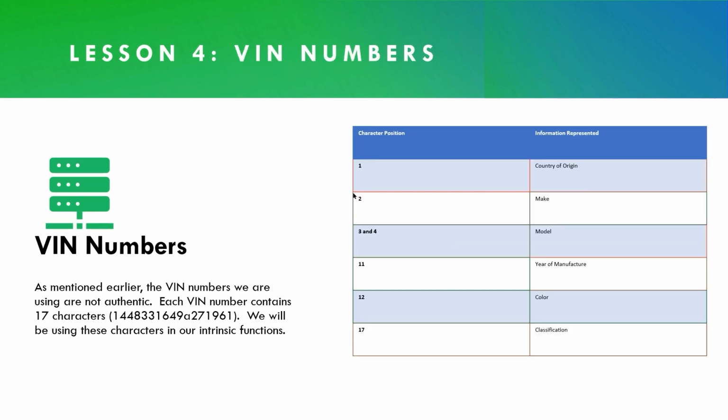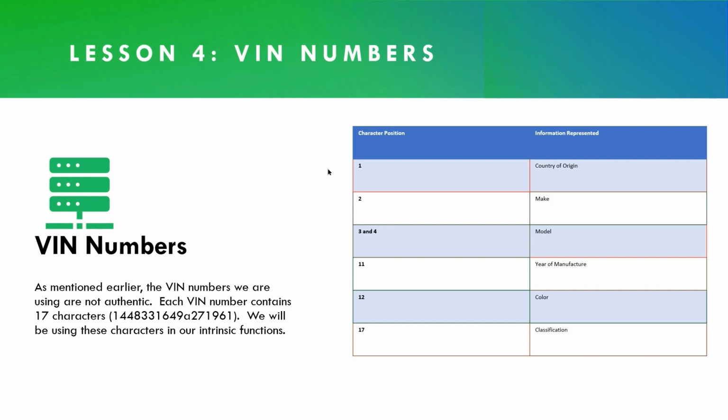In addition to intrinsic functions, let's talk about the VIN numbers we're using. I mentioned early in the course, this is all dummy data. They're not authentic VIN numbers on any of the files that we're using. They do, however, contain 17 characters, and there's an example of a VIN number. And we'll need to know the characters of the VIN number in our intrinsic functions, and I'll guide you through that. So we're saying that the first character in the VIN represents the country.